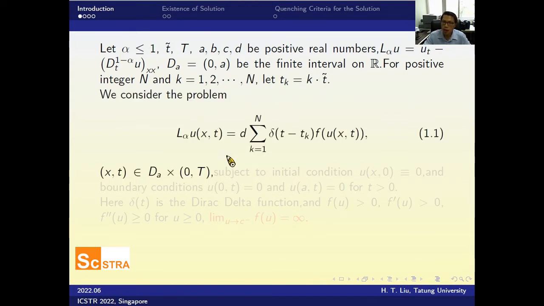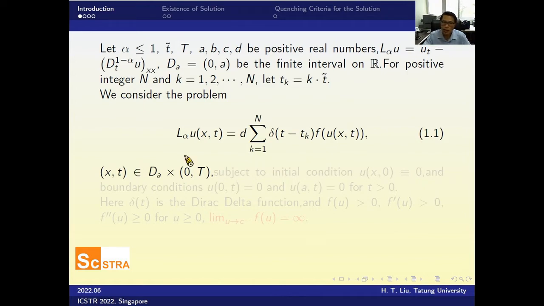We consider the problem in this particular form. The left-hand side is the so-called diffusive operator, and the right-hand side is the so-called forcing term. And this forcing term will be divided into three parts. One is the parameter d, and the other is the summation of the Dirac delta function, and the special forcing term f of u on the right-hand side.